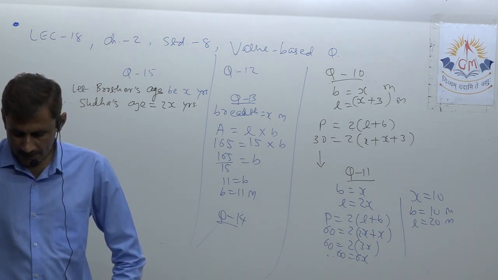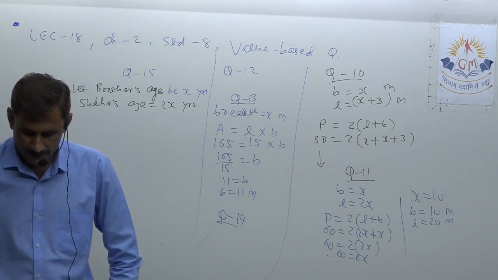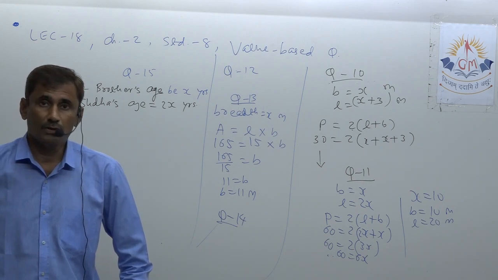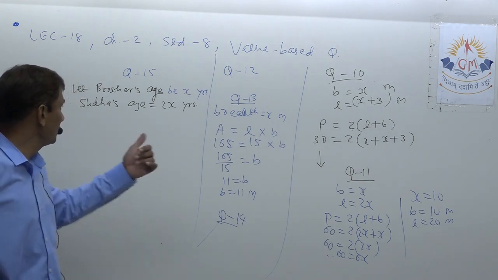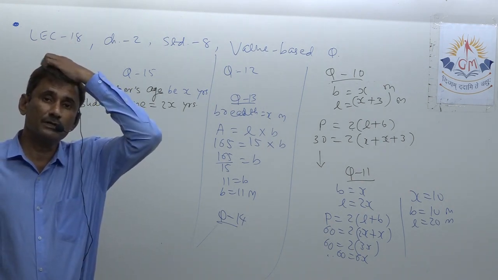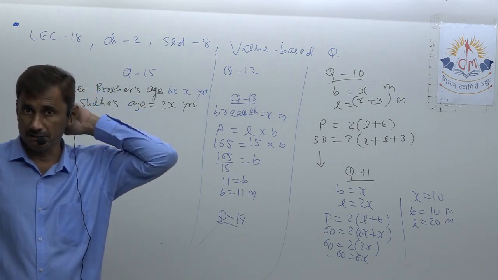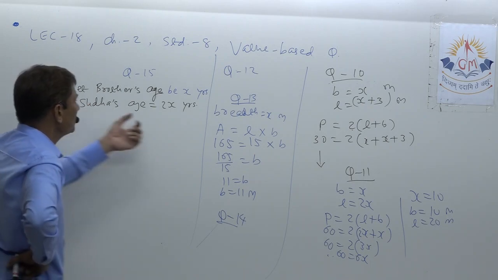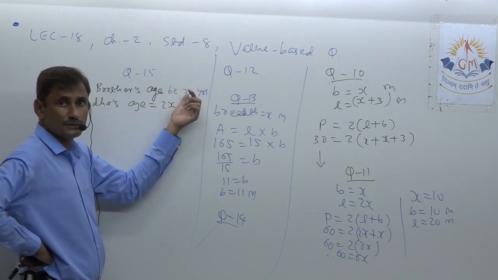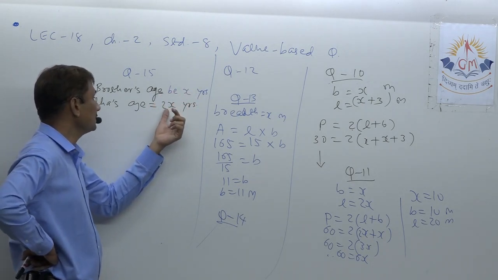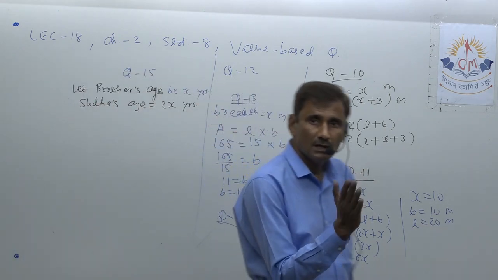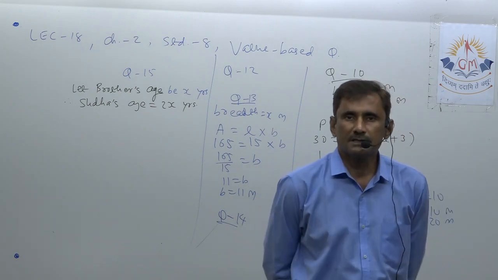Now what do they say? Sudha's age was 3 times her brother's age, but when? 3 years ago, not now. Now it is double, but 3 years ago it was thrice. The relation was of thrice. So 3 years ago his brother's age was x minus 3 and Sudha's age was 2x minus 3, because 3 years ago means what? 3 years less.